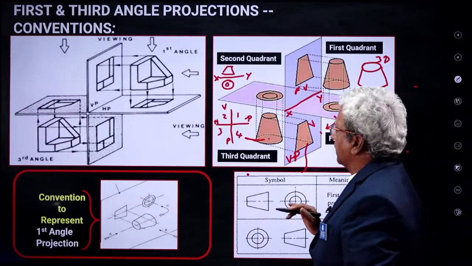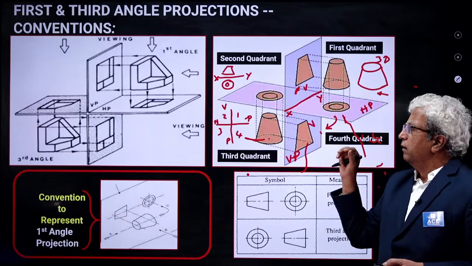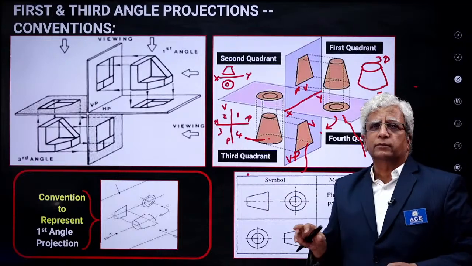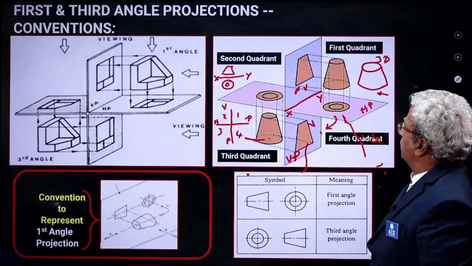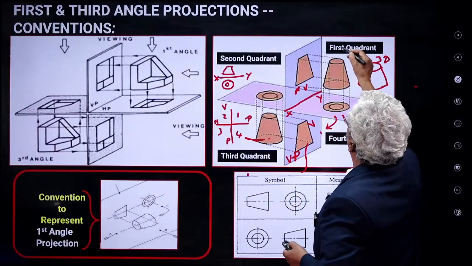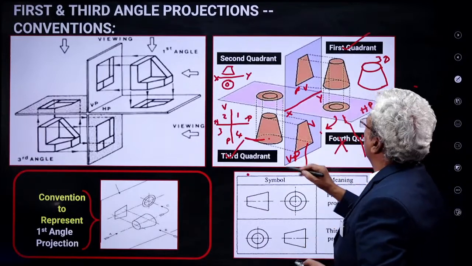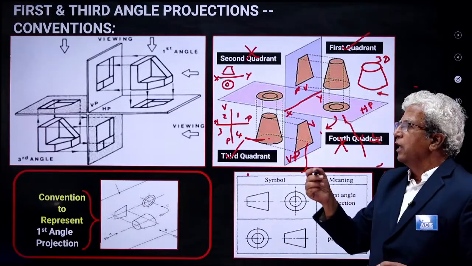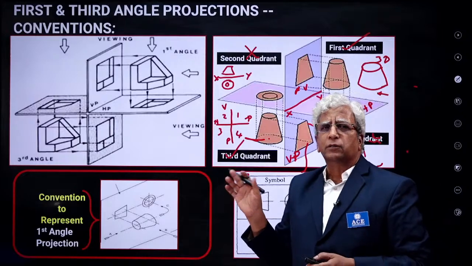But one thing you have to understand here is there are only two quadrants in which we place the objects and observe. We don't place the objects in the other quadrants. What are the quadrants in which we place and observe the drawings? First quadrant, third quadrant. We will not use the fourth quadrant or second quadrant, except for academic understanding. Points are given, sometimes maybe lines, but in practice we don't do that.